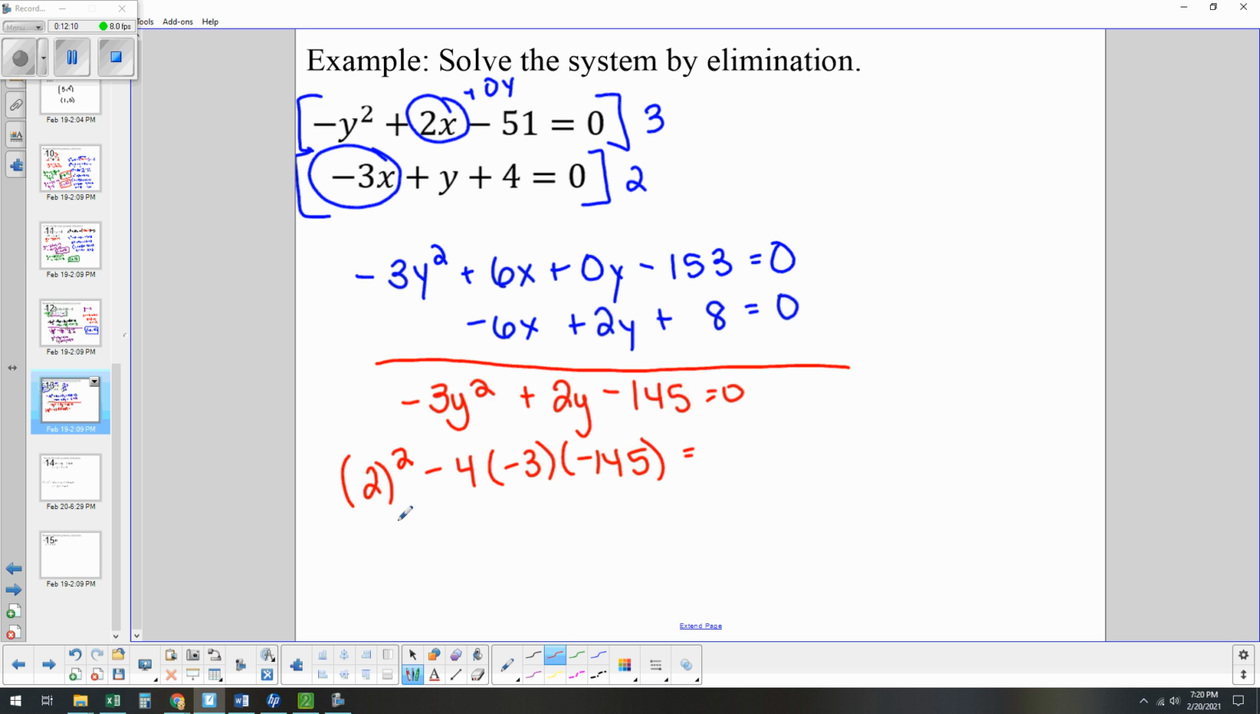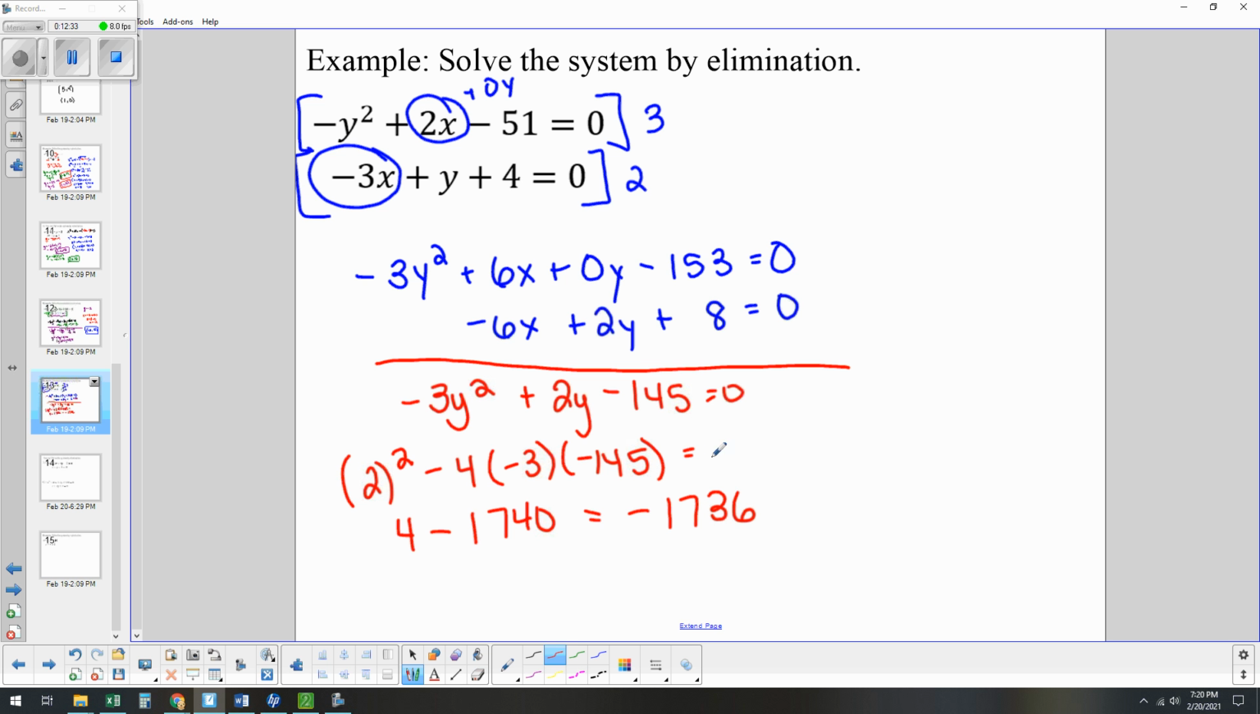So that's going to be 4 minus. Now, negative, negative, negative is a minus, right? That's why I put minus there. 4 times 3 times 145 is actually 1,740. So if I do 4 minus 1,740, I have negative 1,736.